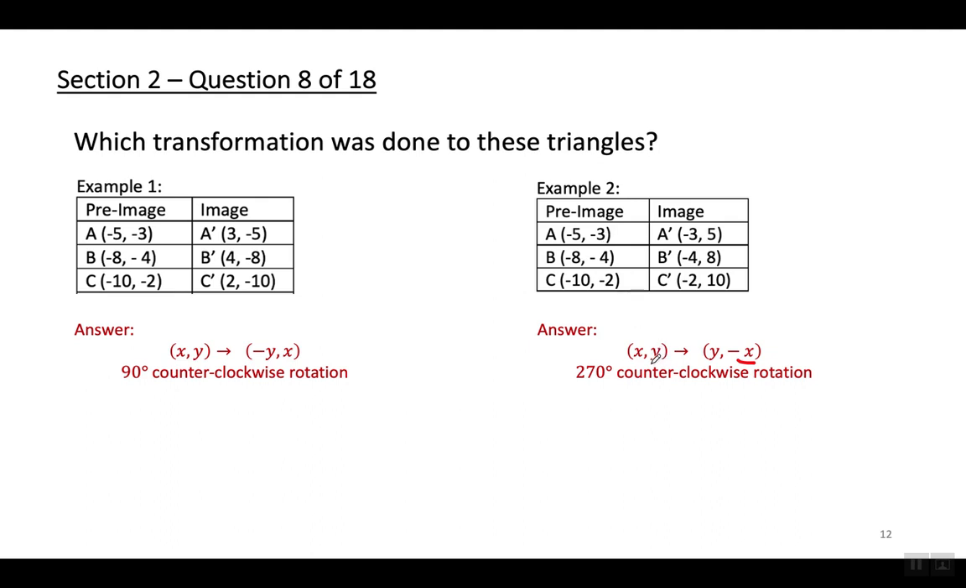All right, so the y, you're putting it in the front. So -3, you put it in the front, and it stays the same. But the x, you're putting it in the back and changing it to the opposite sign. So -5, they put it in the back, and it became +5. -8, they put it in the back, and it became +8. -10, they put it in the back, and it became +10. You get what I'm trying to say, right?